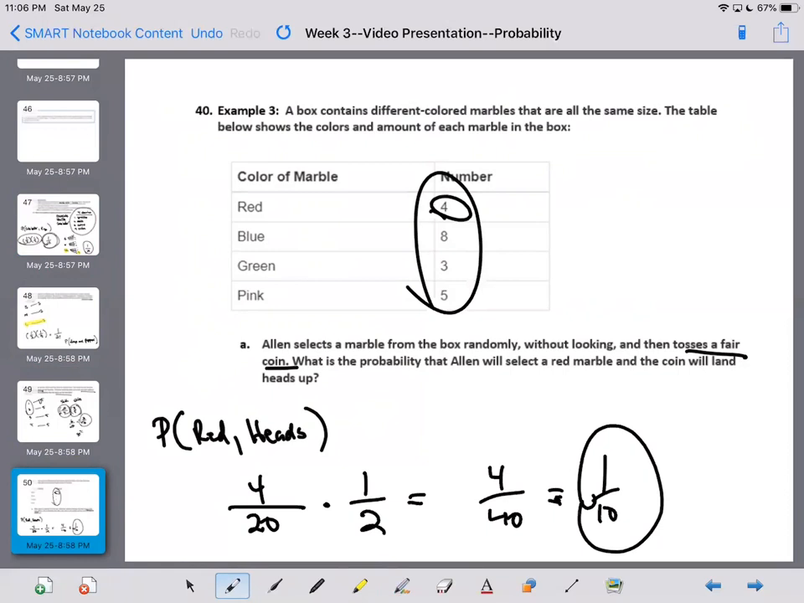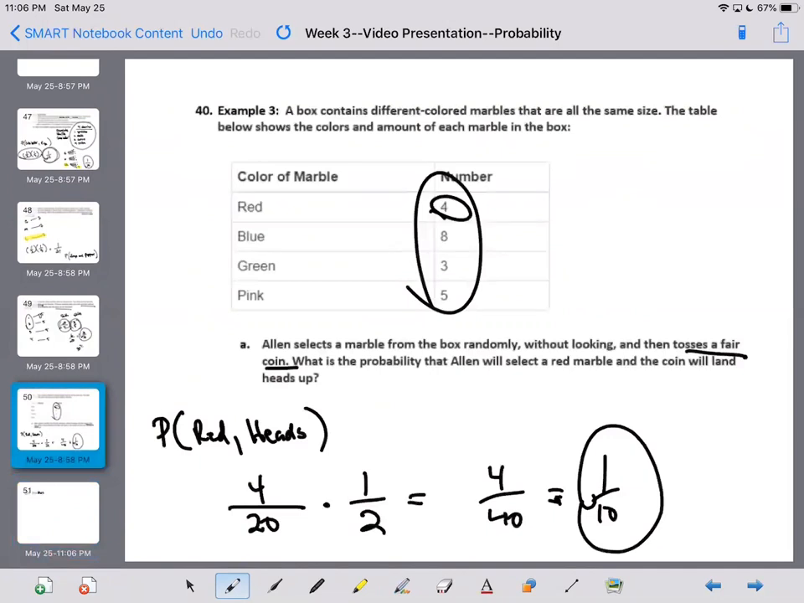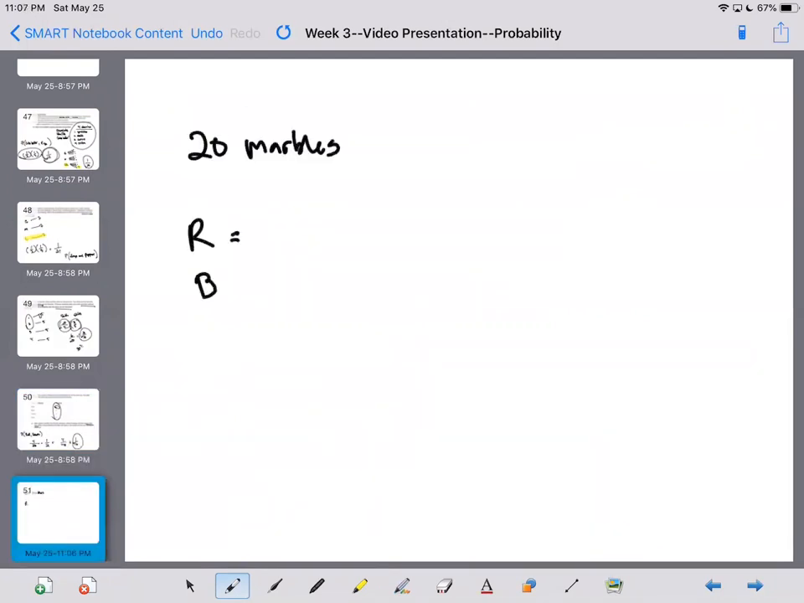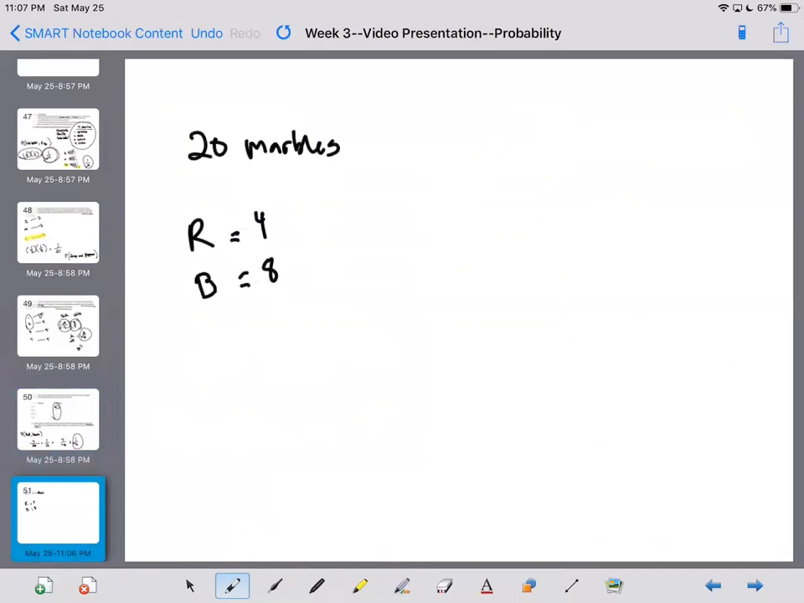Now let's look at something similar to that marble piece. If you had 20 marbles, and what did we have? 4 red, 8 blue, and 3 green and 5 pink. Okay. You can also look at what if you were choosing a marble but you didn't replace it back into a bag, for instance? What's the probability of choosing a red and then a blue? But first, we're going to say we replace the marble.